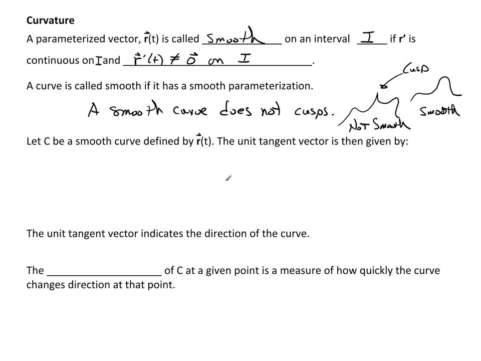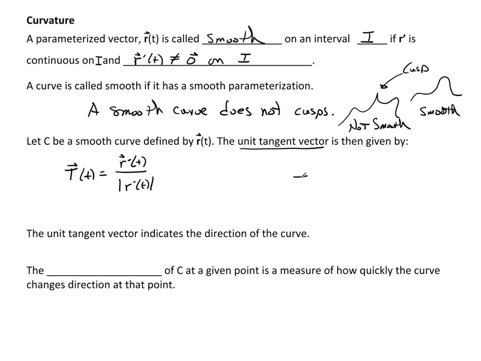Now, let's let C be a smooth curve defined by the vector function r of t. The unit tangent vector is then given by, and we're going to use a capital T of t, and this is a vector, equals r prime of t divided by the magnitude of r prime of t. Which kind of makes sense. I mean, r prime of t is going to be the tangent vector. So if I turn this into a unit vector, which I do by dividing by the magnitude, it becomes a unit tangent vector. But we very commonly use this capital T to represent it because it's kind of a special vector. We will see it a lot.